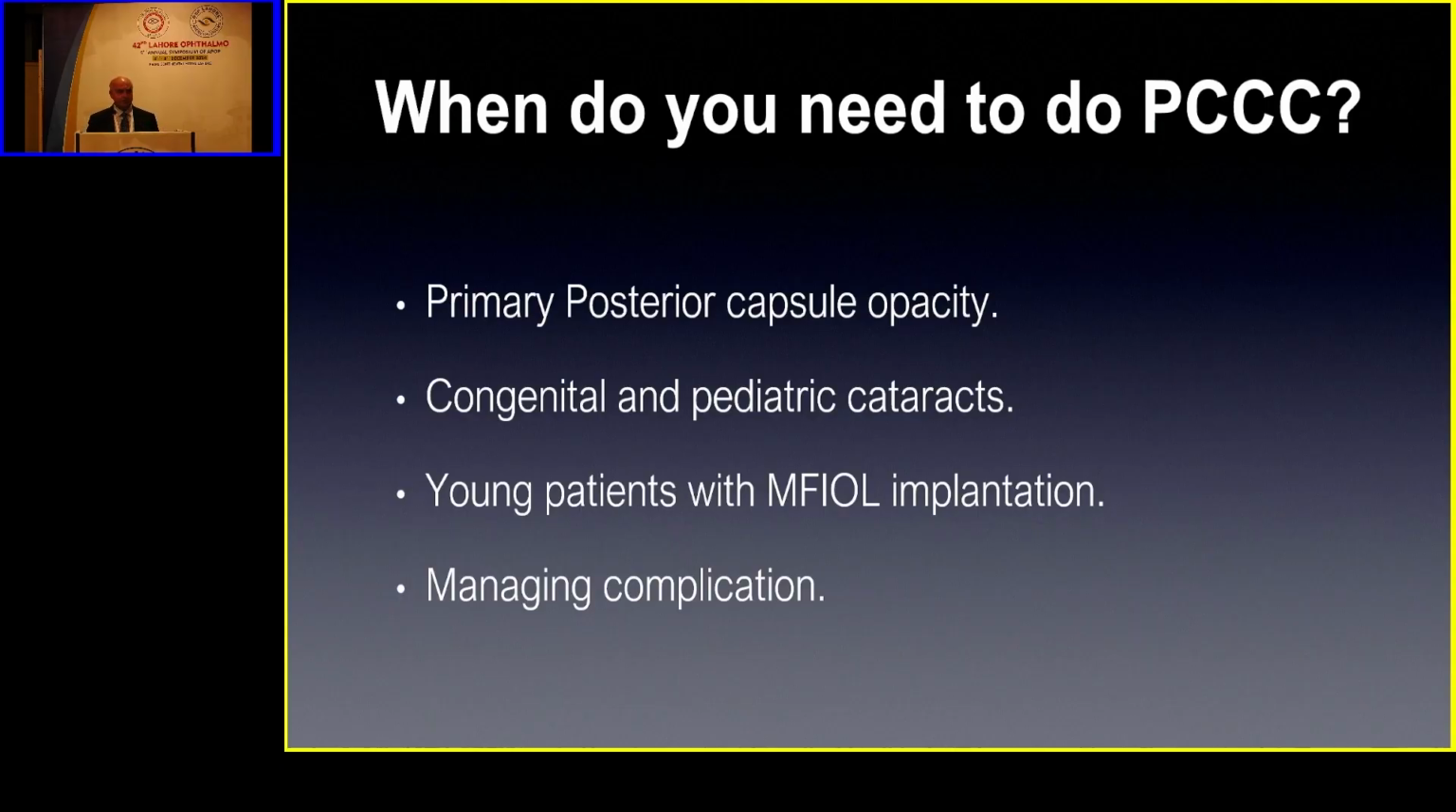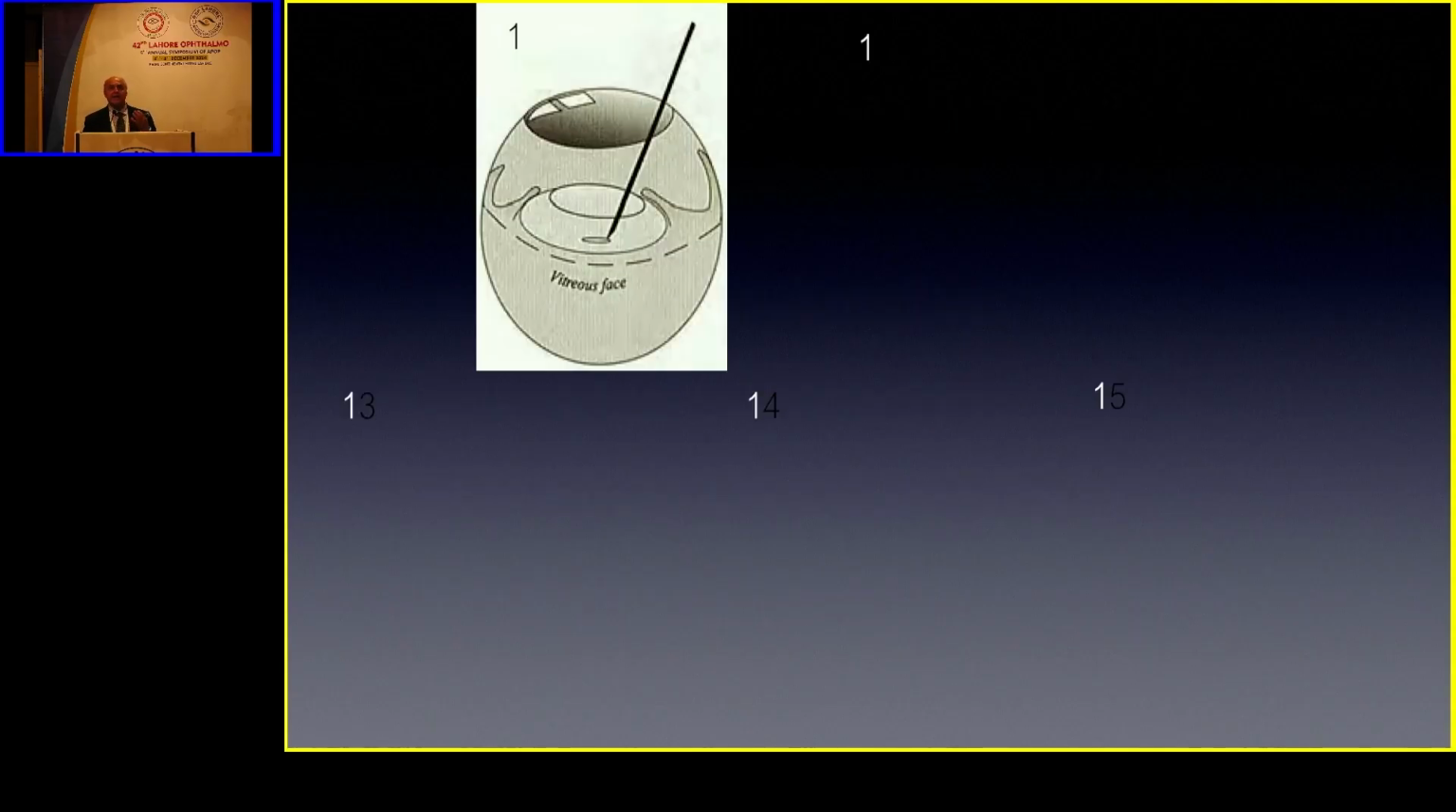When would you need to do this? In primary posterior capsular opacity, congenital and pediatric cataracts always, young patients with multifocal intraocular lens implantation as an option, and managing complications as we're going to see. And you must have rules. In any step of the surgery, when you learn it and you know the rules, you understand it, you improve very much, you master the technique fast, and you decrease the possibility of complications.